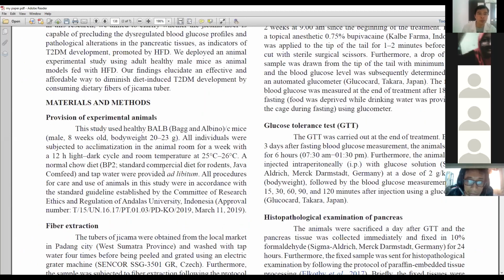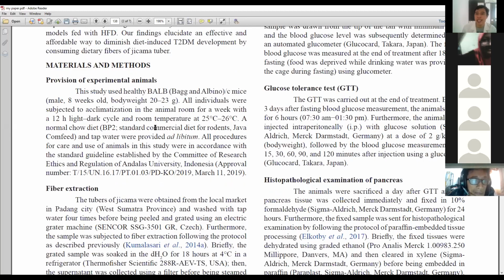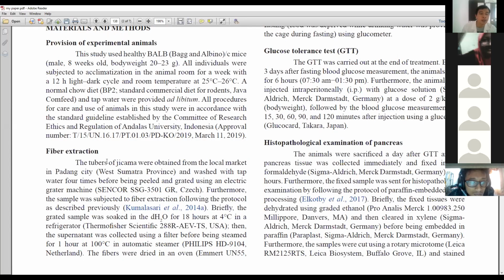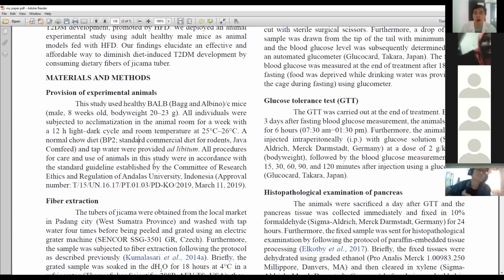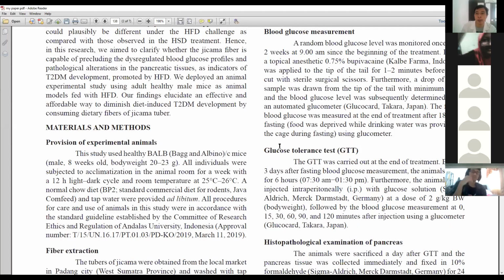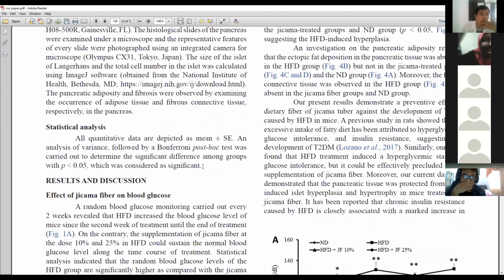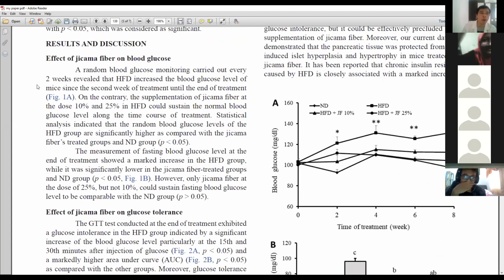And then in the materials and methods, you will just clearly explain anything about your method, about your research. Like in mine, how I provided the animal models, and how I conducted the fiber extraction, and then the measurement of the parameters, and how the data were analyzed and presented. And here comes our part about the results and discussion.